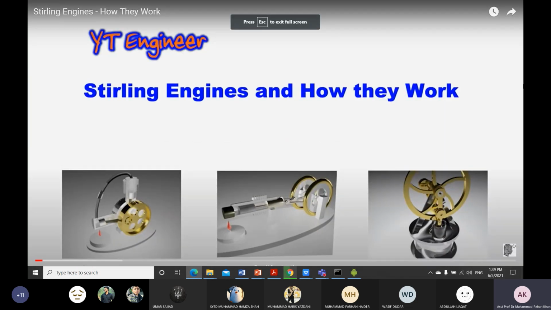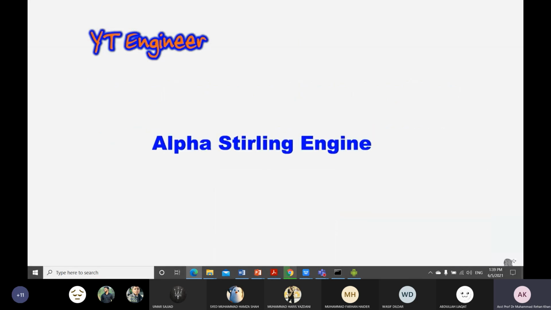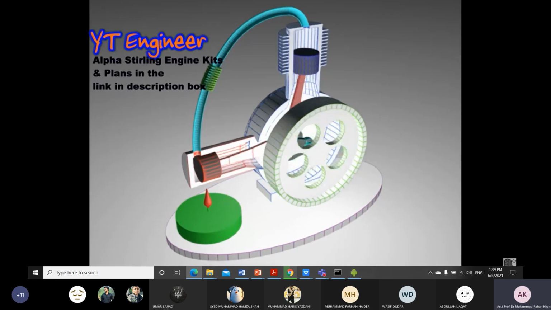Another important point is that Stirling engine has many types. So there are alpha, beta, gamma, depending upon the piston cylinder arrangement, but the working principle is almost the same. Now we are looking at the alpha type of Stirling engine.